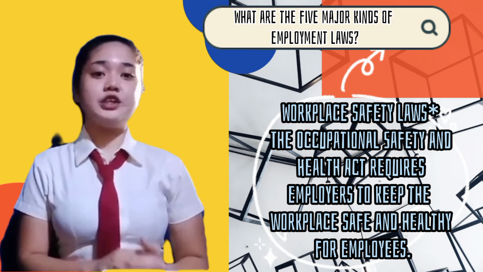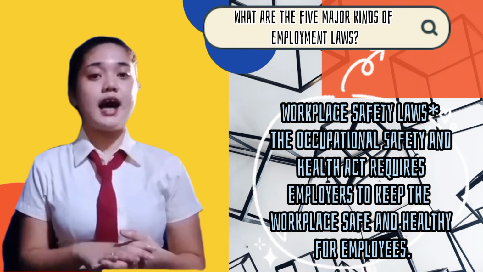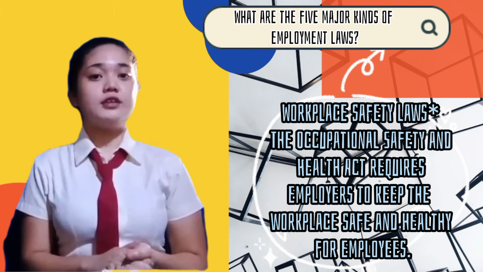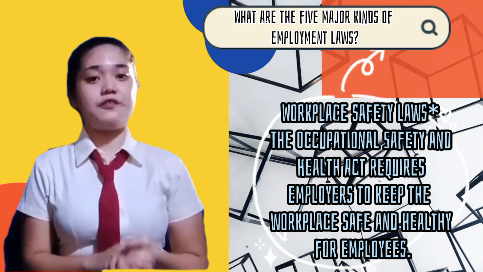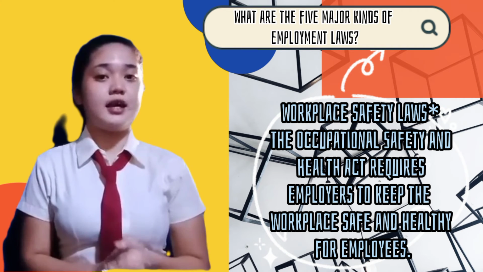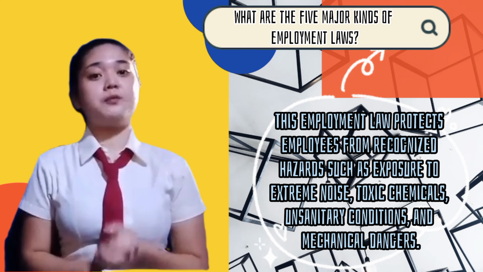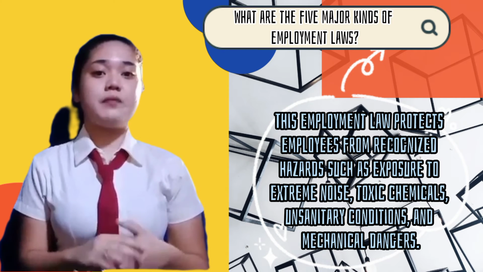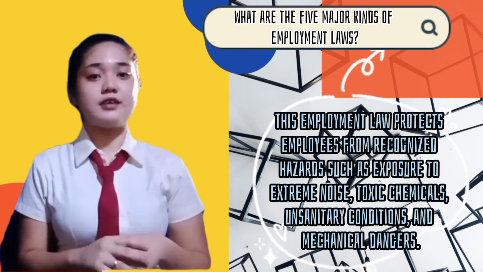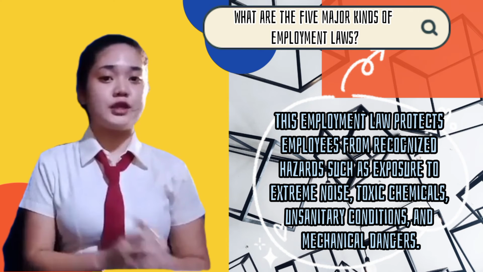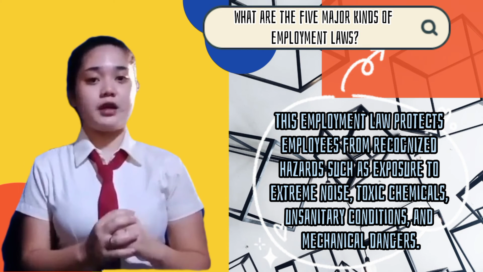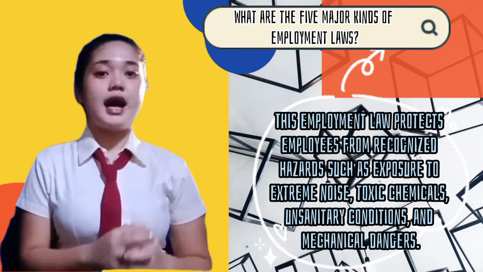And the fifth, workplace safety laws. The Occupational Safety and Health Act requires employers to keep the workplace safe and healthy for employees. This employment law protects employees from recognized hazards such as exposure to extreme noise, toxic chemicals, unsanitary conditions, and medical dangers.